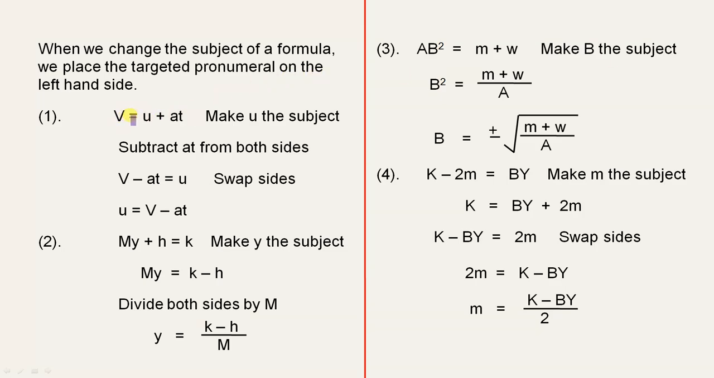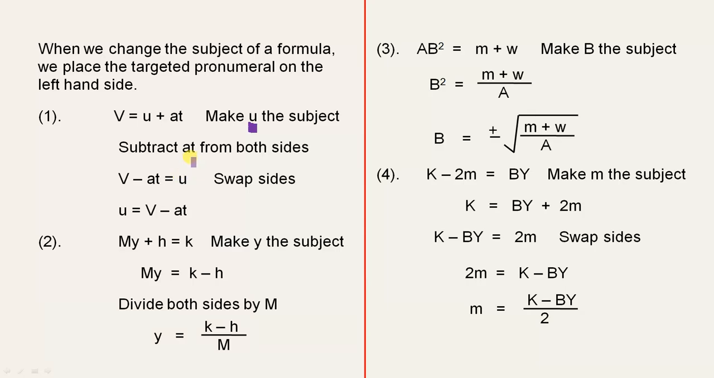We have the equation v equals u plus at. At this point, v is the subject because it is on the left-hand side and it's by itself. We have to make u the subject. So the first thing we do is subtract at from both sides. When we do that, that leaves the u by itself here, so that's a start. So we get v minus at equals u.